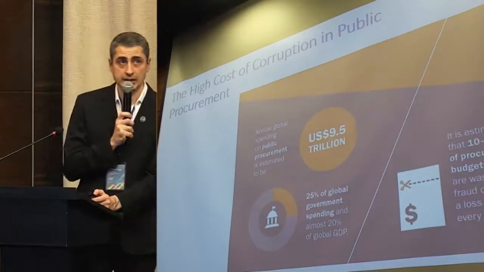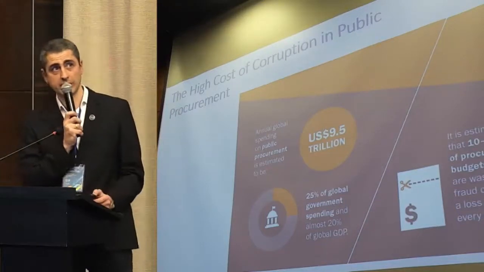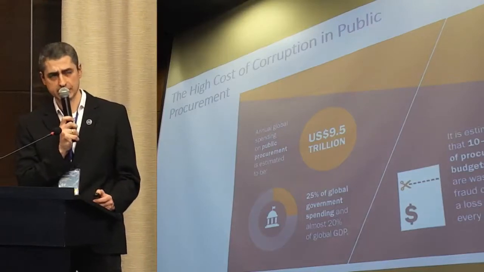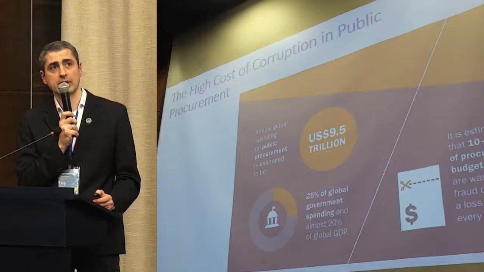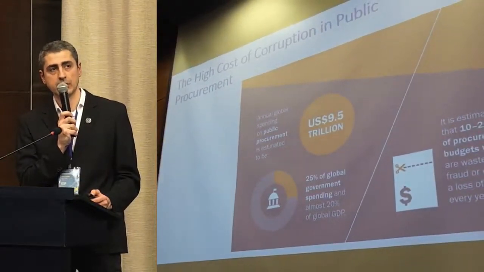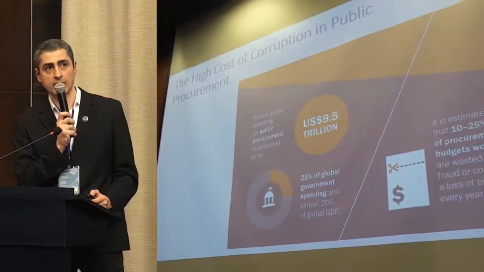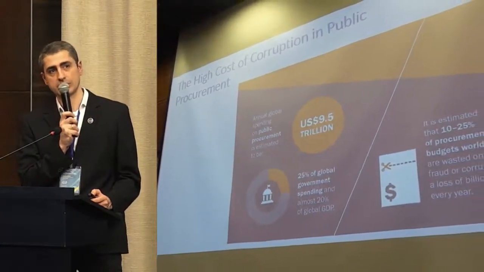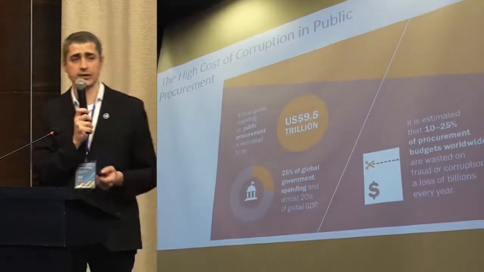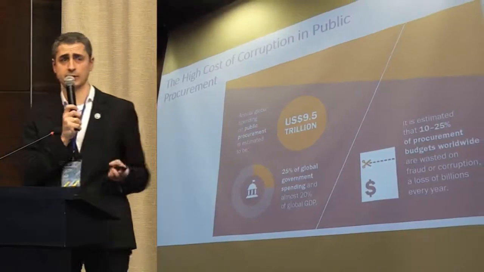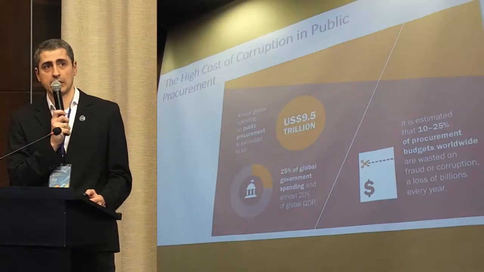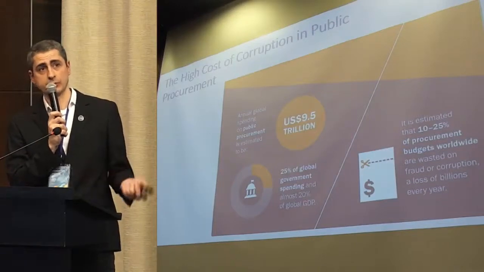Yeah, and we have to talk a little bit about some basic statistics about public procurement. Well, it's a huge sphere. Annual global spending on public procurement is estimated to be some 9.5 trillion. These are basic statistics, of course, but I think it's still important, because we have to have a general picture in mind all the time, not to miss the forest for the trees.